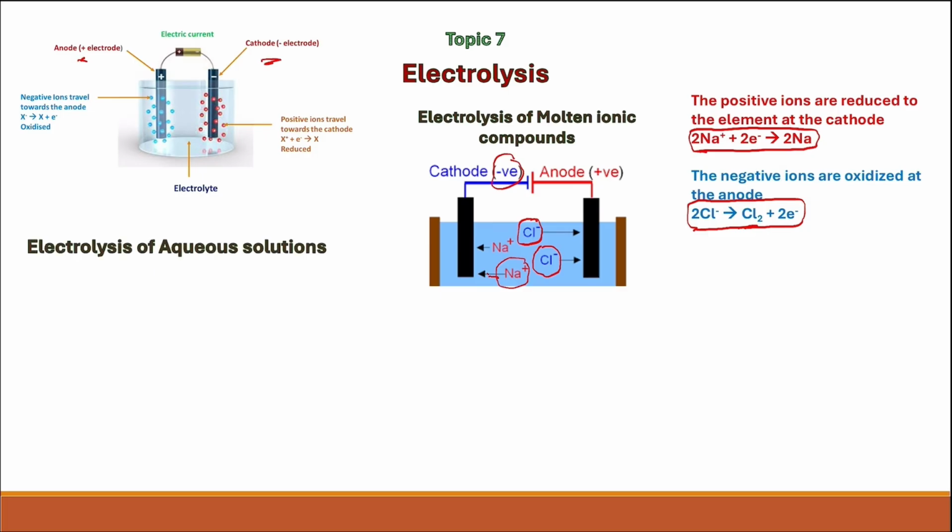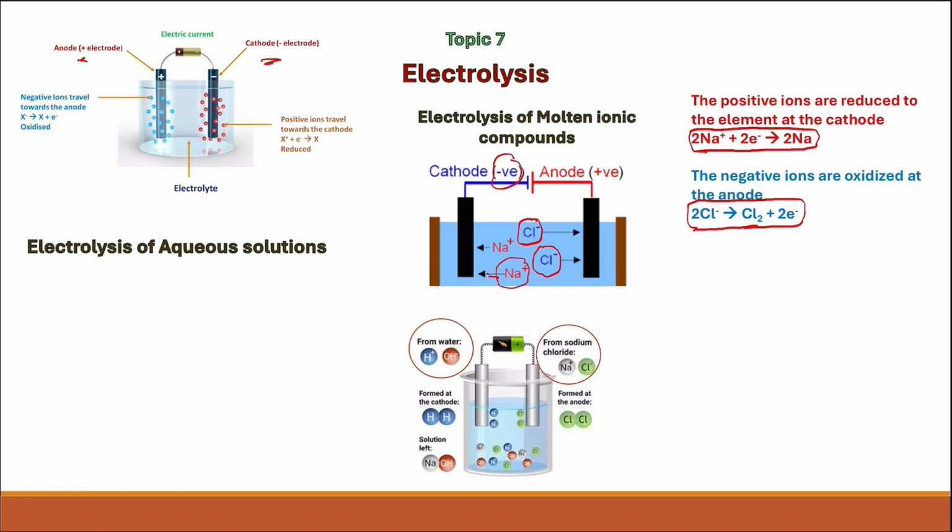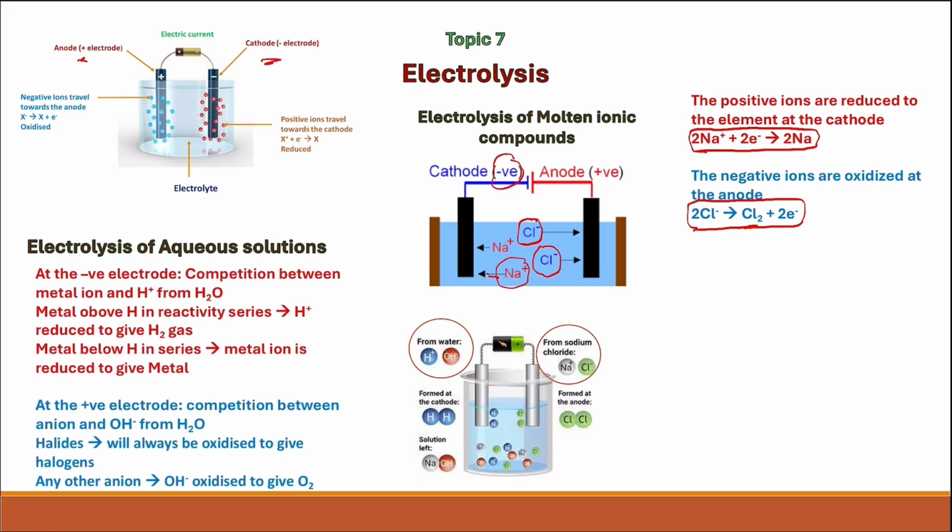And then electrolysis of aqueous solution. In electrolysis of aqueous solution, something different happens, because we have the ionic compound, which has a cation and an anion, and we also have the water molecule. So water tends to ionize to give you hydrogen ions and hydroxide ions. Now there will be competition at both the positive electrode and negative electrode. So at the negative electrode, there will be competition between the metal and the hydrogen ions from water.